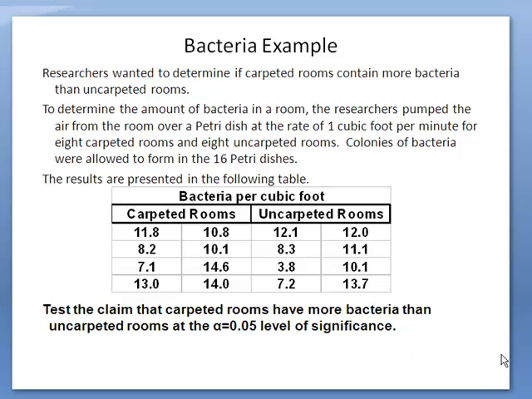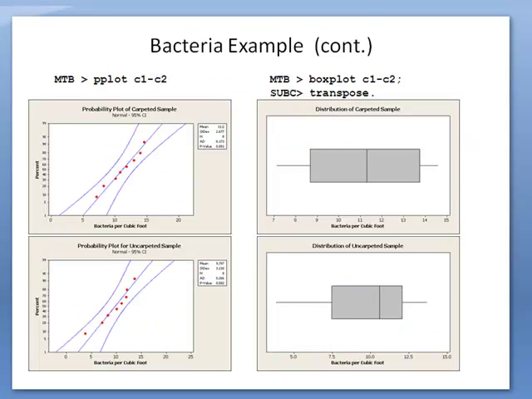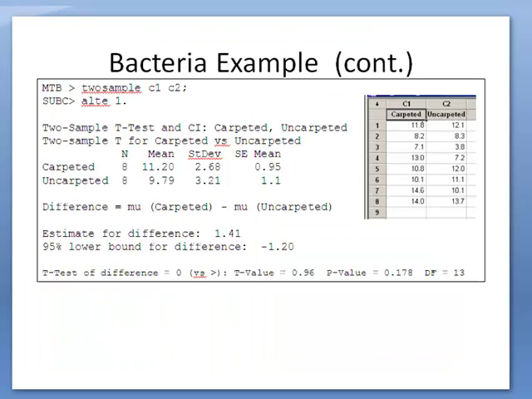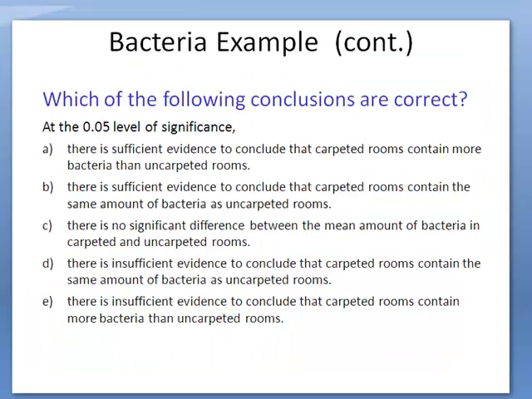So in your PowerPoints, I go through this whole example so that you can see it. It's right there on the PowerPoints, the p-plot and the box plot showing that it's approximately normally distributed. Here's the commands. So, there is sufficient evidence to conclude that the carpeted rooms contain more bacteria than uncarpeted rooms.